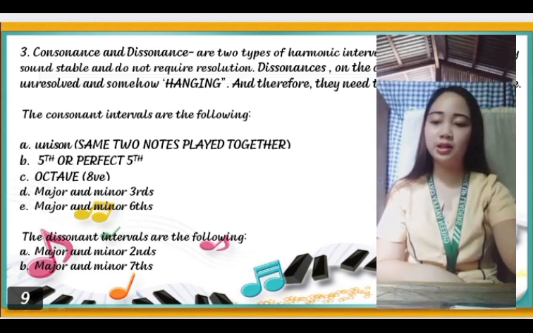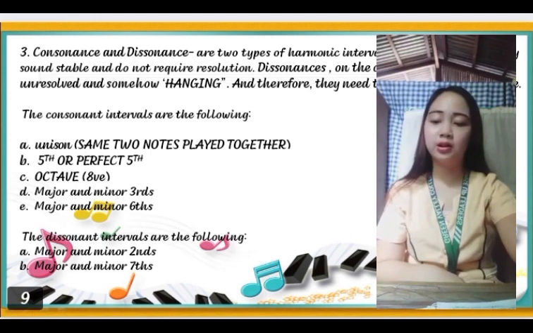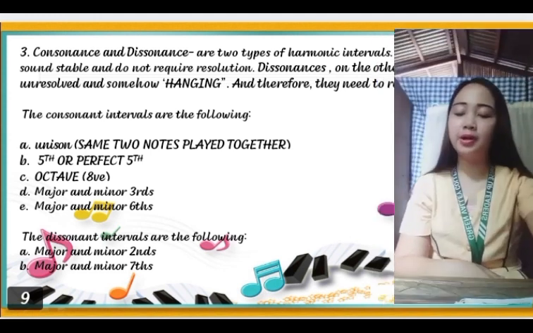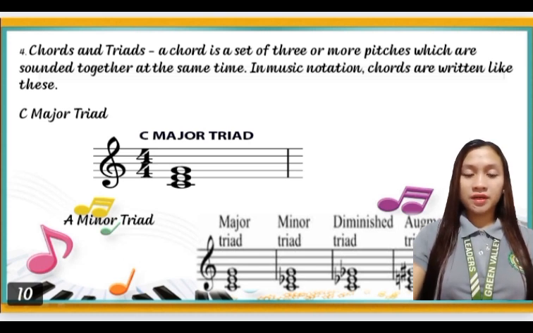Then the dissonant intervals are the following: major and minor seconds. C to D is a whole step, a major second. From C to D-flat we have a minor second, a semitone. Minor and major sevenths. Major sevenths are built from major triads, while minor sevenths are built from minor triads.